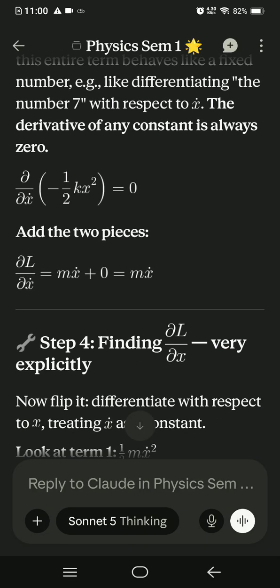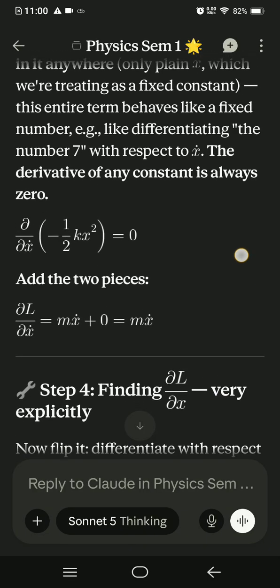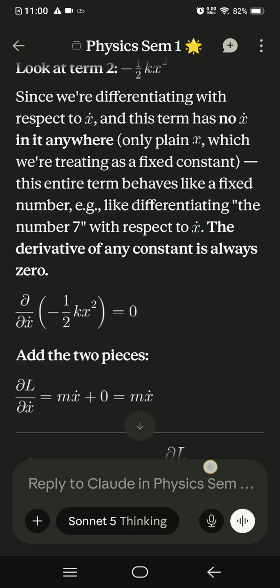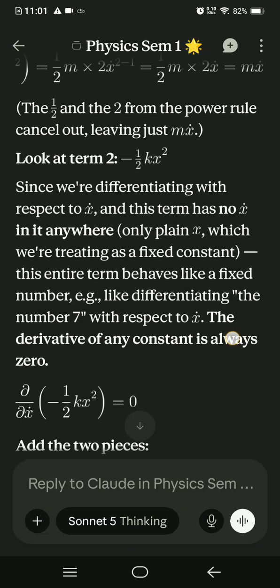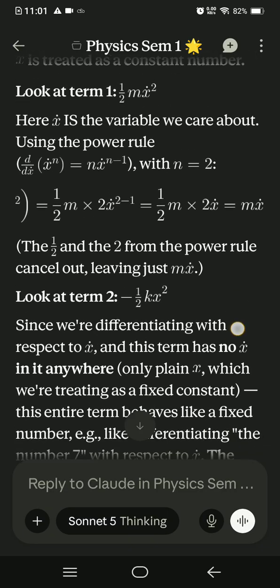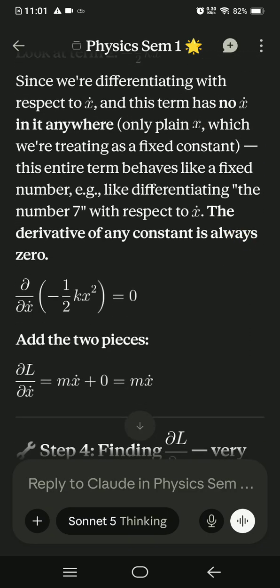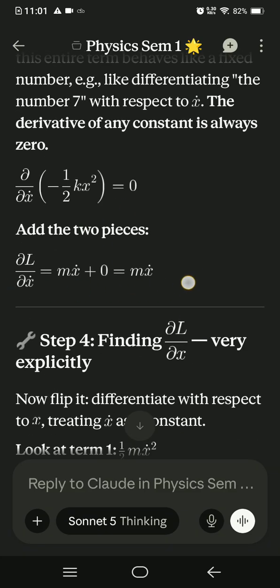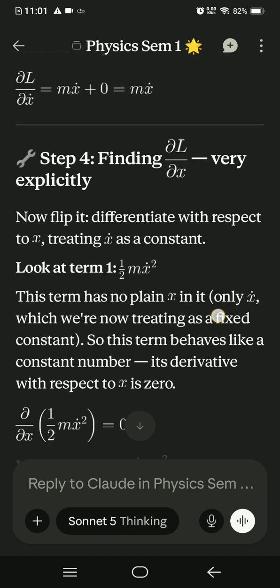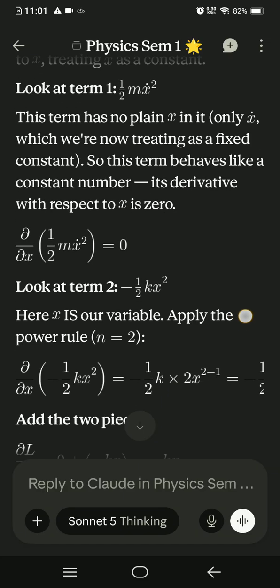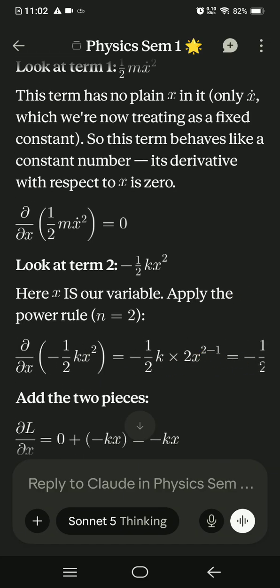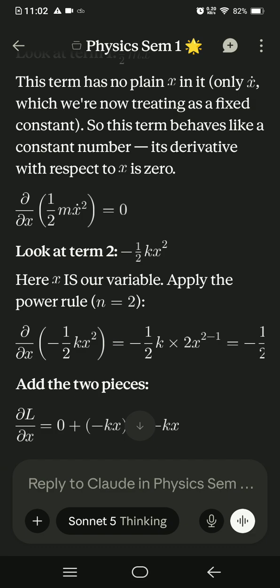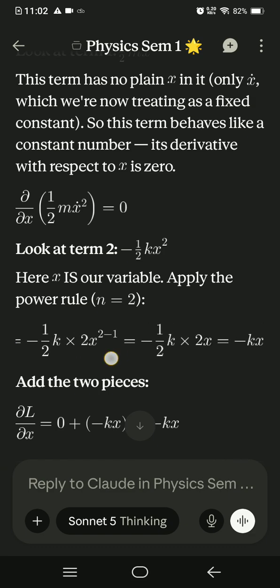Similarly, you can see the maths part, wait. And the second term would cancel out obviously, as you can see. It is similar with the other term too. Here we have x squared, it becomes 2x, then 2 cancels out and we are left with this, minus kx.